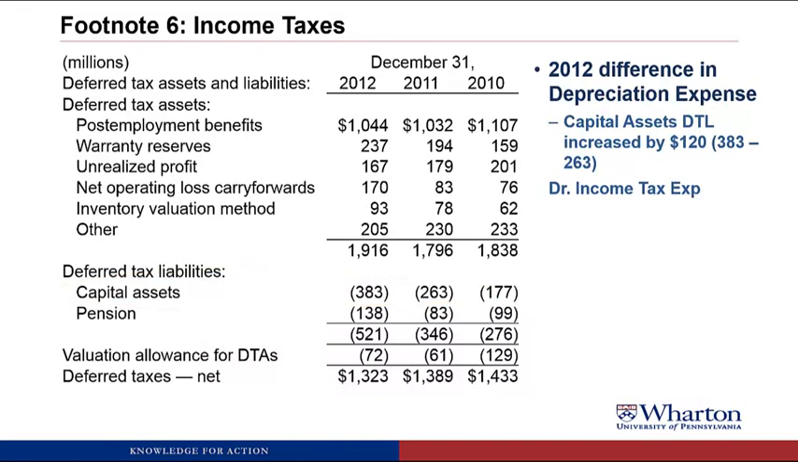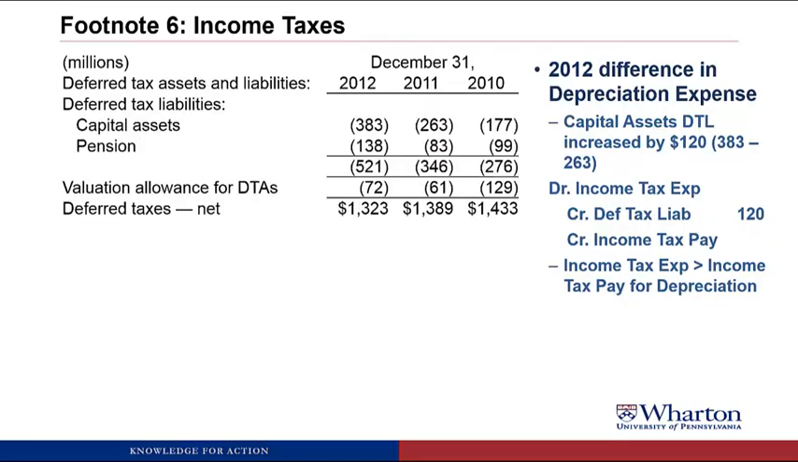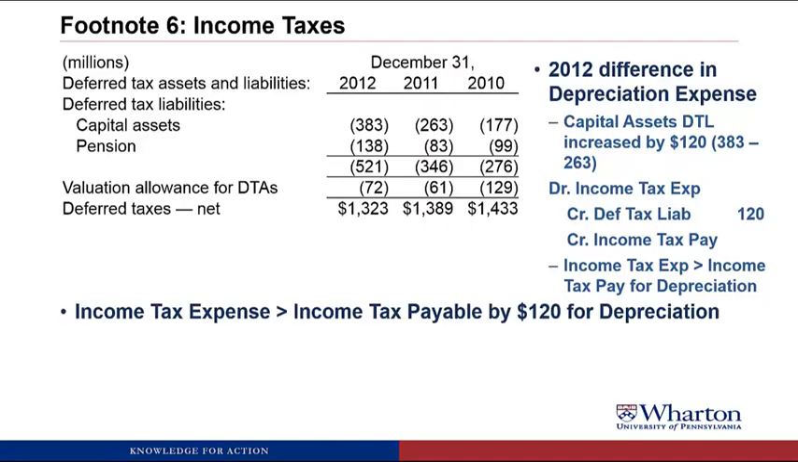So if we look at our summary journal entry, we always debit income tax expense. We credit income tax payable. Here we know we've credited a deferred tax liability by 120. That's how we made the deferred tax liability go up. So the only way this journal entry would stay in balance is if income tax expense was greater than income tax payable for depreciation purposes. That's the only way that our debits can equal our credits. So if we know that, and let me get rid of the deferred tax assets so I have some room to operate, we'll just slide the deferred tax liabilities up. So we know that income tax expense is greater than income tax payable by 120 for the depreciation transactions.